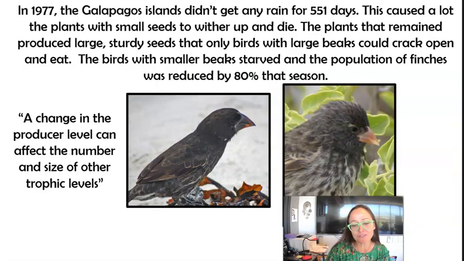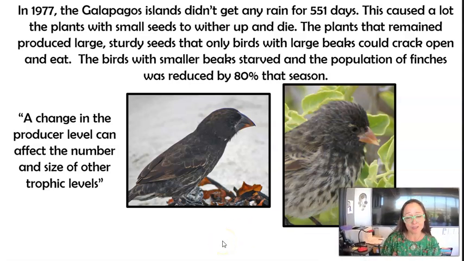Now, one of my favorite examples of this is an unfortunate event in the Galapagos in the 1970s where they went 551 days without rain. So there was about a year and a half of drought. During that time, the plants on the islands suffered, and the plants that produced small seeds withered up and died, leaving only plants that were drought resistant that had large seeds available on the island for the birds to eat. This is an example commonly talked about in natural selection, but here we can see that the finches with the smaller beaks, because there wasn't food for them, starved to death. And what we saw was a population size decrease by 80%.